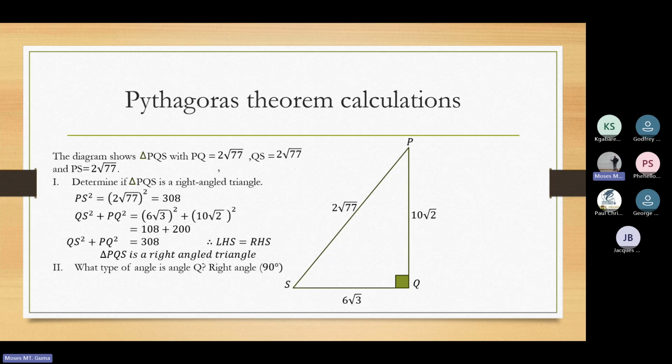Now, our next question says, what type of angle is angle Q? What type of angle is that? Because this triangle is obeying the theorem of Pythagoras, it means that angle Q is equal to 90 degrees, and it is a right angle.